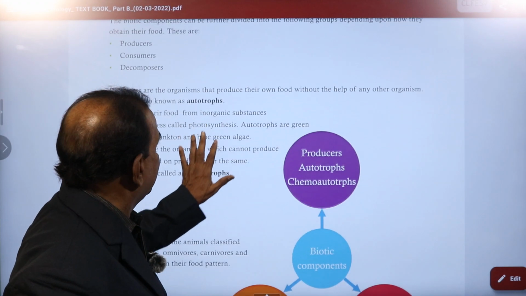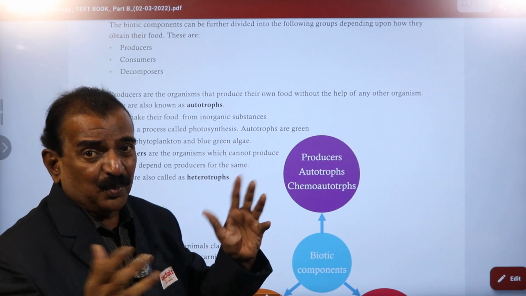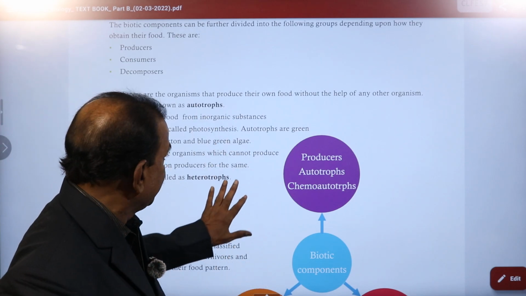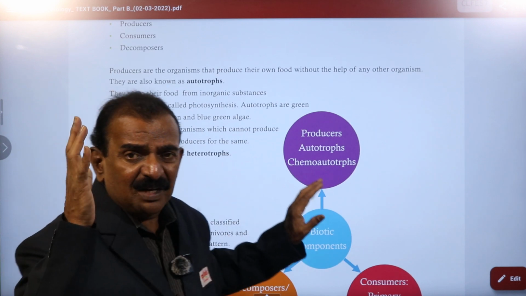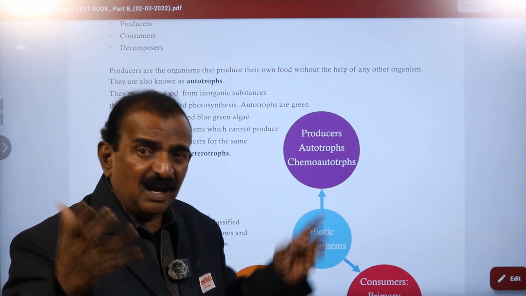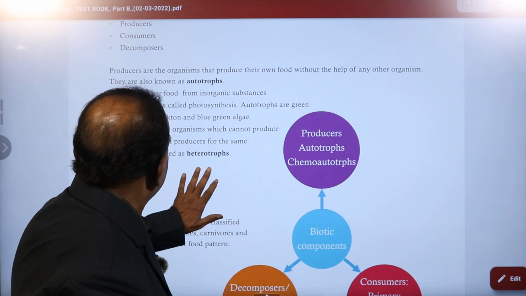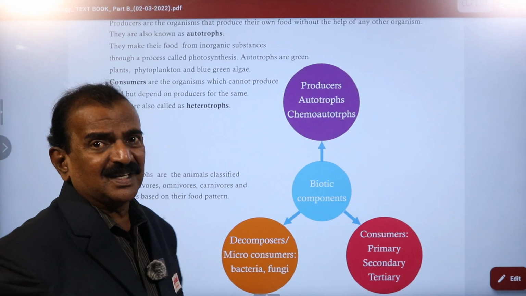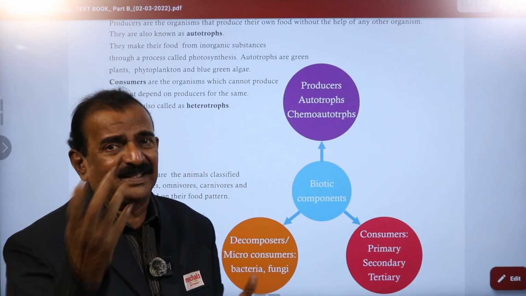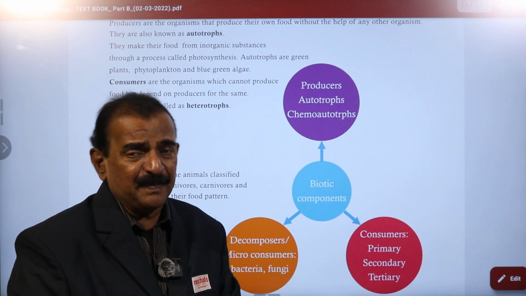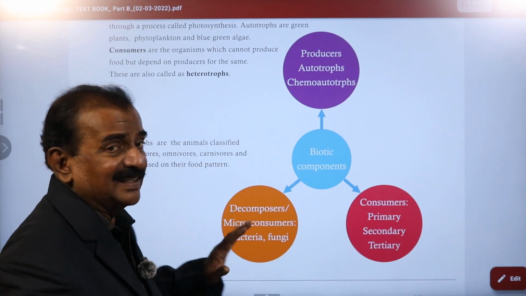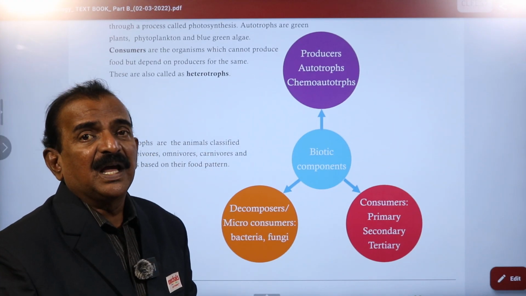And now we need to understand about producers. I told you producers are called autotrophs. They are green in color. They perform photosynthesis, starting from algal forms to tall plants like eucalyptus or sal. And we need to understand what consumers are. Consumers are animals, they depend on plants and also other animals, and they do not prepare food by themselves, so they are called consumers. And also we discussed the term heterotrophs.